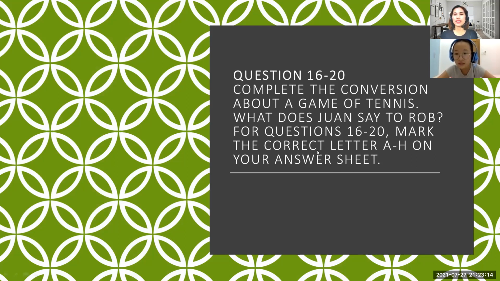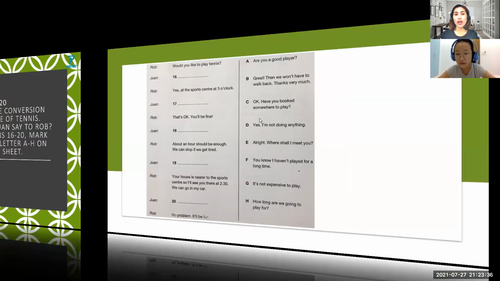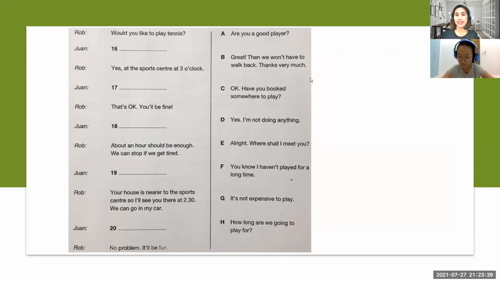Okay, complete the conversation. Sorry for the wrong spelling. This should be a conversation about a game of tennis. What does Juan say to Rob? Ooh, this one's tricky. So remember, look not only at the first sentence, look at the next one too. It's called context. We are looking for this, right? Then look at the first and the last reply so you can find it out.